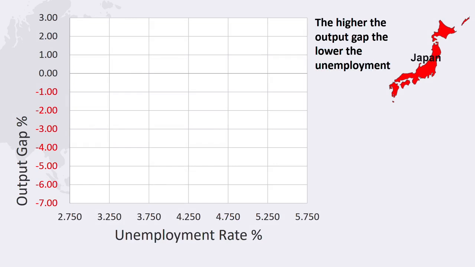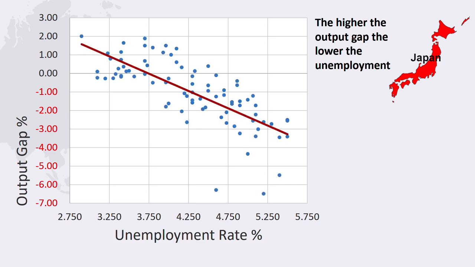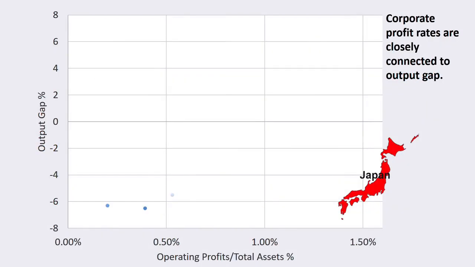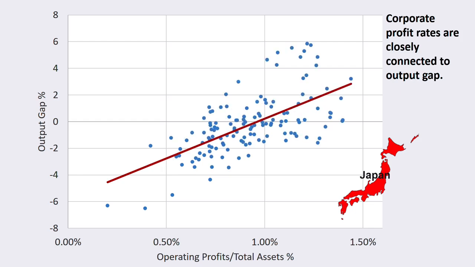The output gap is the main single measure of the business cycle and is associated with many aspects of economic performance. For example, there is a strong negative association between the output gap and the unemployment rate. When demand for goods is high, firms will need to hire workers. So when the output gap is strongly positive, it will be easy to find a job and the unemployment rate will be low. We see a positive relationship between demand for goods and the profitability of the industrial sector, as measured by operating profits as a fraction of total assets. Corporate profit rates are closely connected to the output gap. When demand is high, it is easy to sell goods and make higher profits.